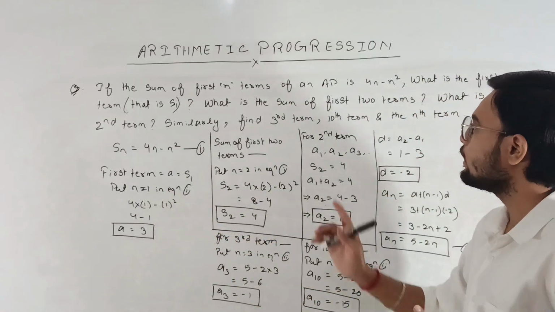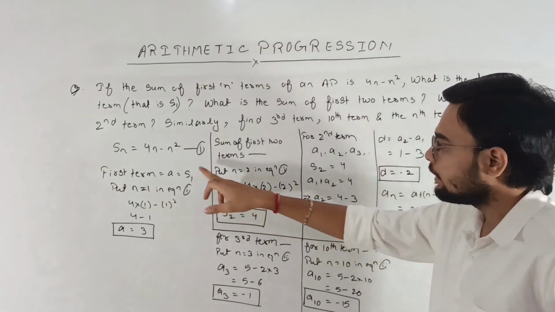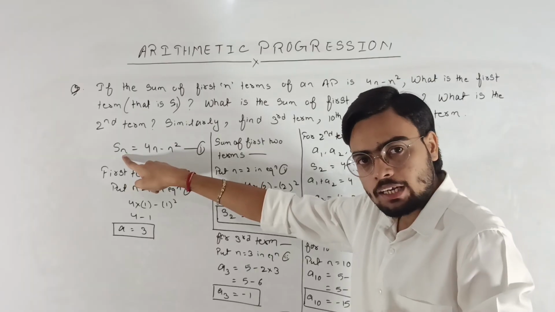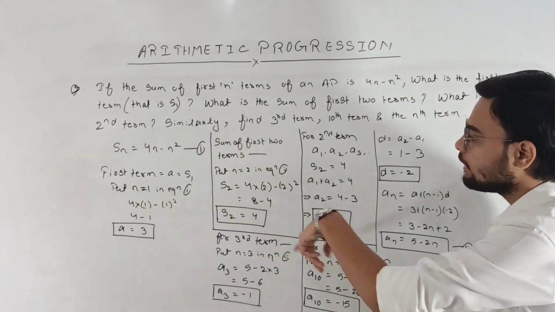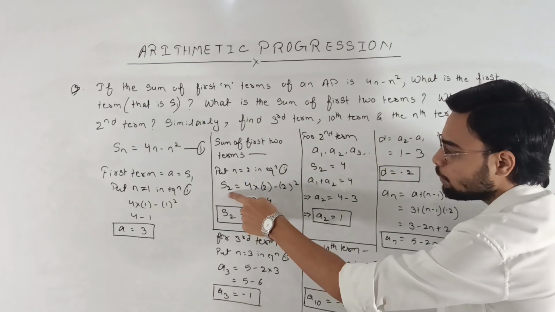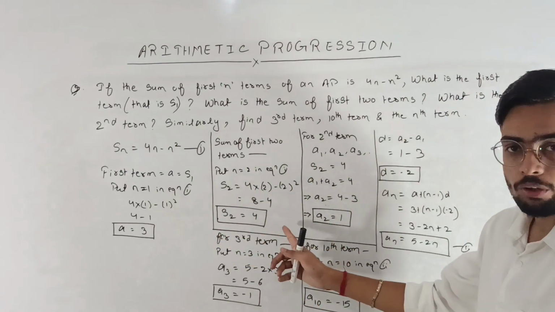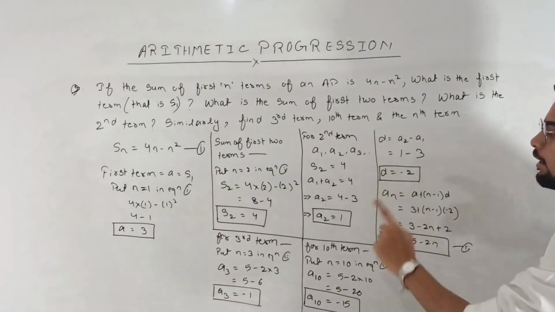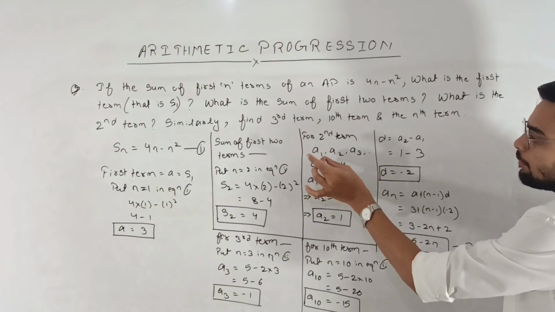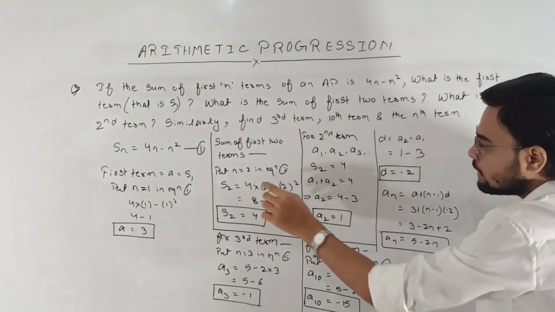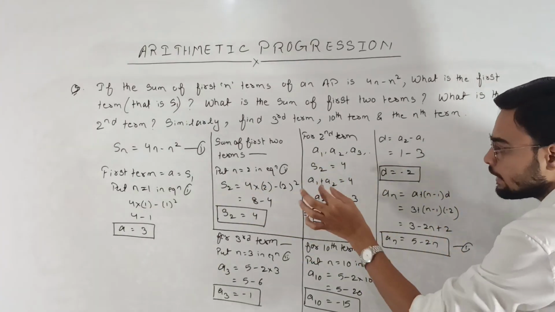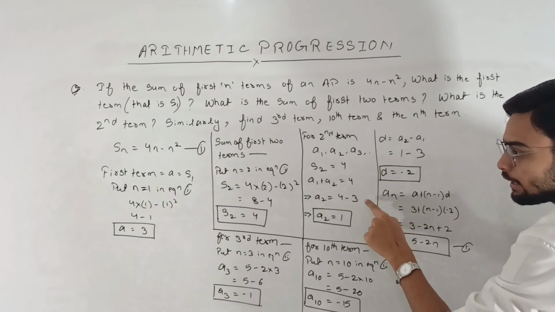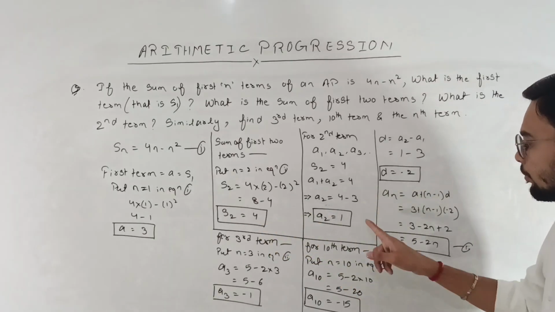Now I have to find the sum of the first two terms. This is the sum of the first n terms, so if I put 2 in place of n, I get the sum of the first two terms. So I put n equal to 2 in equation first, and I get s2, the sum of the first two terms, is 4. Now I have to find the second term. If this is an AP, then it has A1, A2, A3, and so on. S2 is 4, which means A1 plus A2 is equal to 4. So A2 is 4 minus A1, which is 4 minus 3. So A2 is 1.